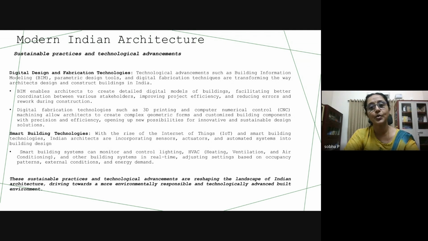So, in a nutshell, we can say that all these sustainable practices as well as technological advancements are reshaping the landscape of Indian architecture, and driving towards a more environmentally responsible and technologically advanced built environment. So that is how the future of India is going to be with the advancements in modern architecture, while still following the traditions of the architectural style and preserving that as well.